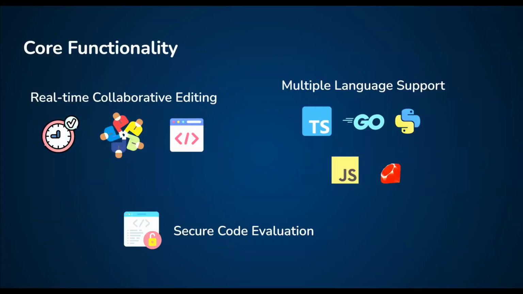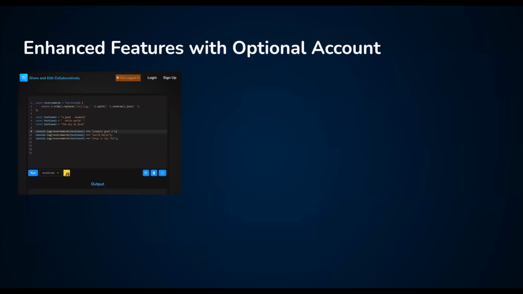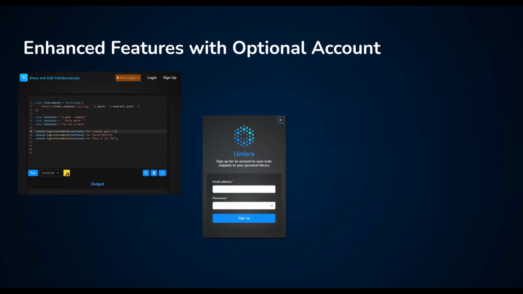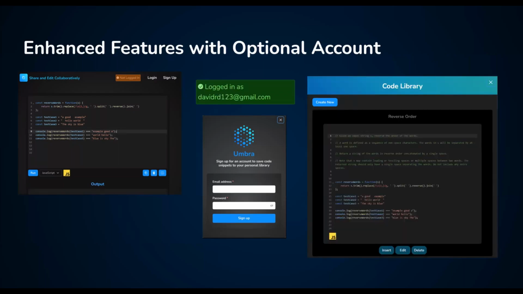The core functionality of Umbra allows users within a single browser window to access real-time collaborative editing, secure code evaluation, and support for multiple programming languages. Umbra's core features are available to everyone, no account needed. But if you do decide to sign up and log in, you'll unlock the ability to save your code snippets in a personal library, adding a layer of convenience for future sessions.